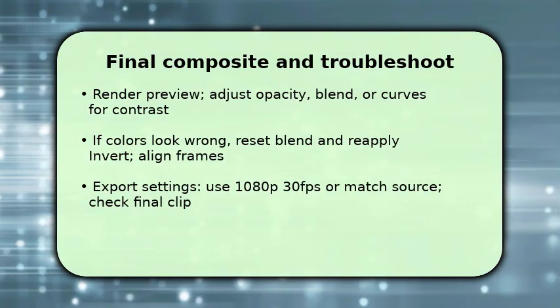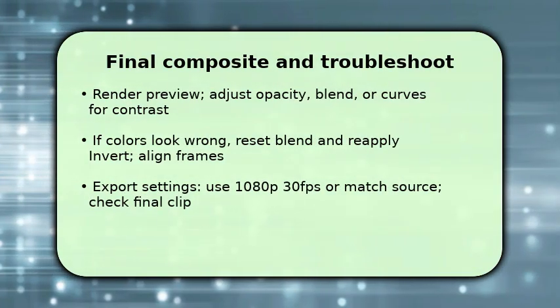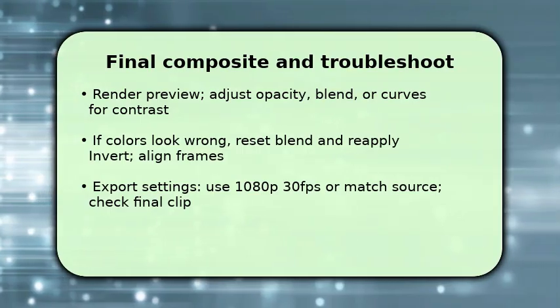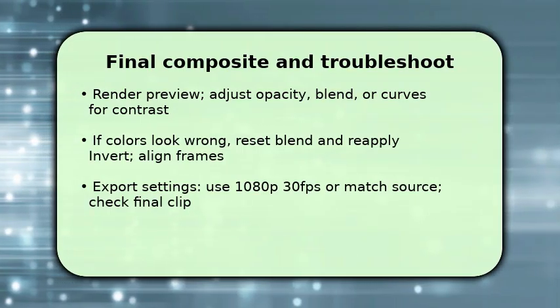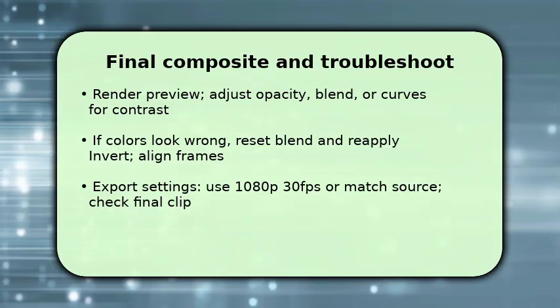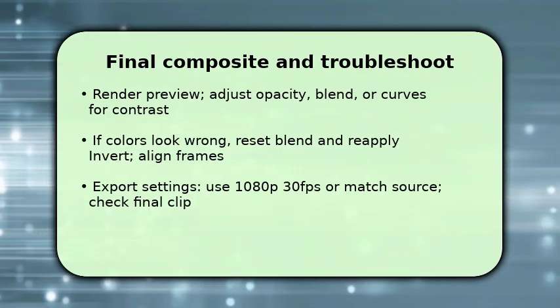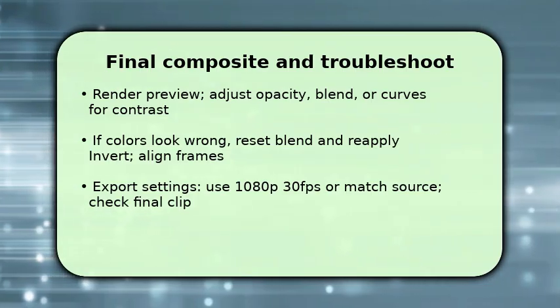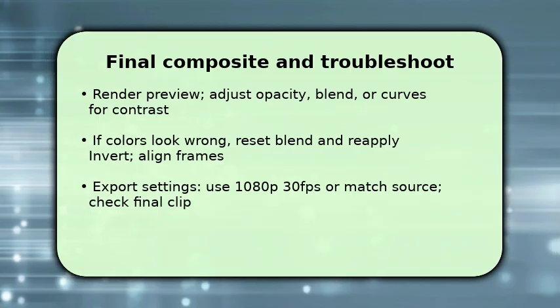You finish by refining the composite and exporting. Preview the full timeline, tweak opacity, blend mode, and curves to balance contrast and legibility, because inverted text can lose clarity. Boost contrast where needed. Once satisfied, export using the source resolution or 1080p at the source frame rate.